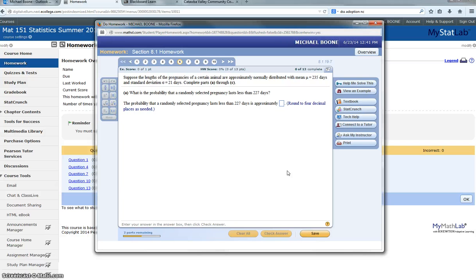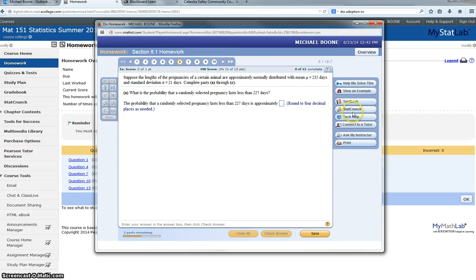Here's one I like. It's talking about gestation. I think these are great questions and we can relate to them. It says, suppose the length of pregnancies of a certain animal are approximately normally distributed with mean 235 and a standard deviation of 21. So on this first problem, find the probability that a randomly selected pregnancy lasts less than 227 days.